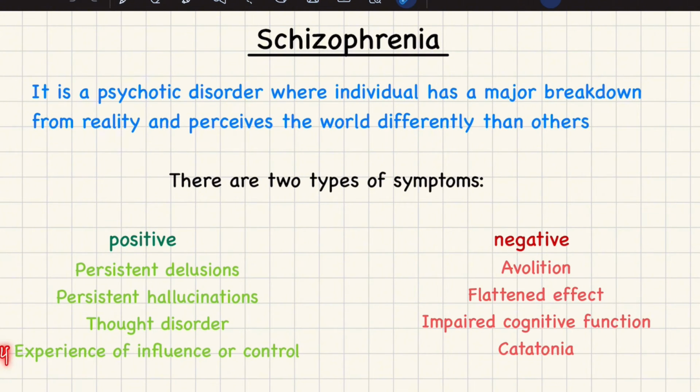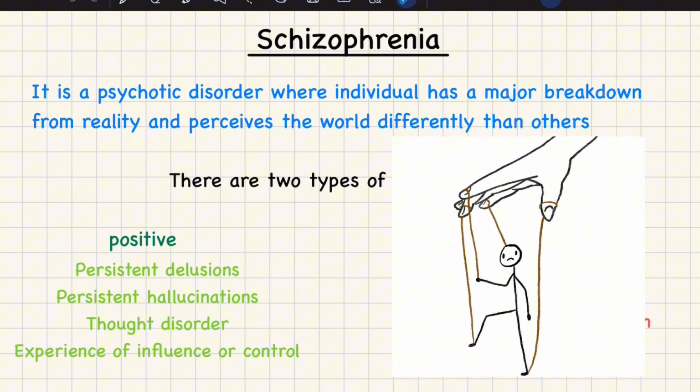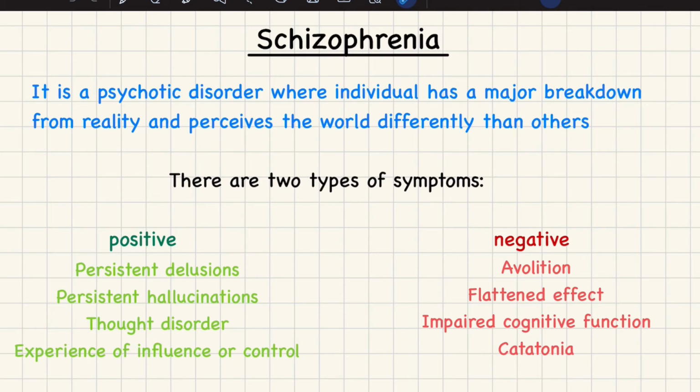Then fourth is experience of influence or control. A schizophrenic person believes that their behaviors and actions are being controlled, or that something took over them and it's something external, that they don't have any free will in what happens or the actions that they do. For example, a schizophrenic person pushed someone down the stairs. They might say that something took over them or that they're being controlled by someone, and that action was not actually theirs and it was something else or some external force.